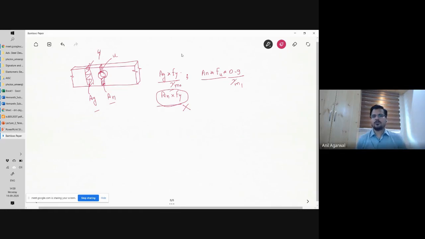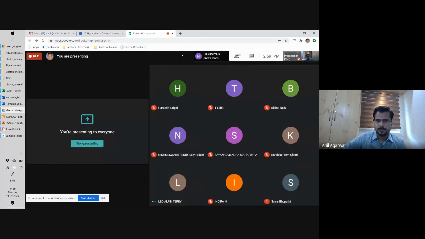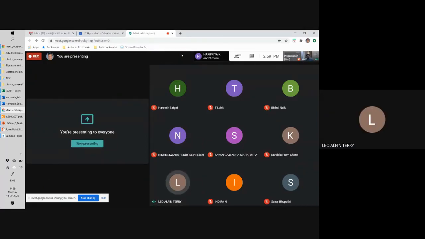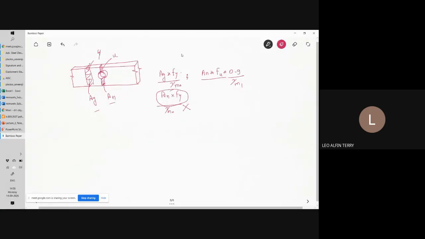Can somebody tell me why we do not worry about yielding of this net cross section? Otherwise, I would have had this one divided by gamma m0 also. Who is this? Yeah, Leo. For yielding, it requires more load, whereas in rupture, it requires only less load. So it will be the minimum, the worst section for rupture, like the failure condition.